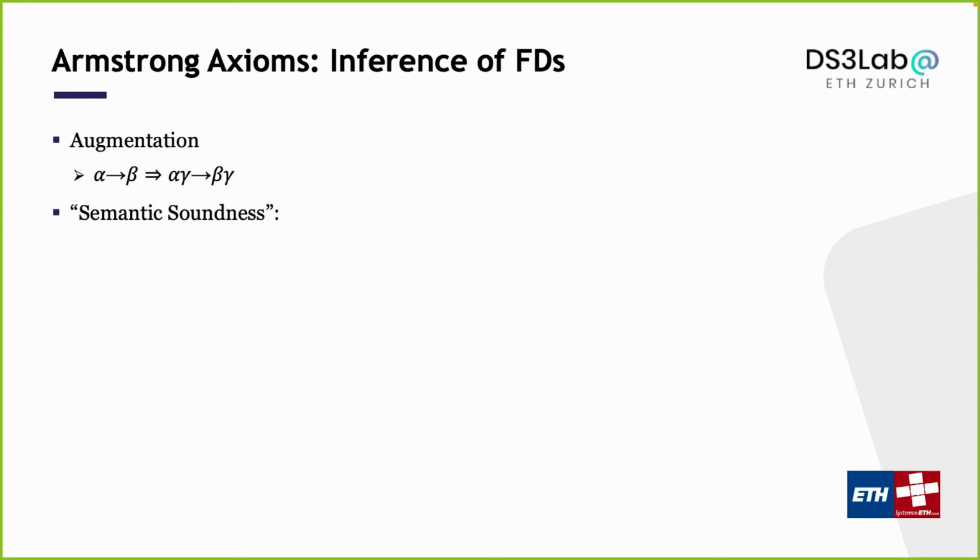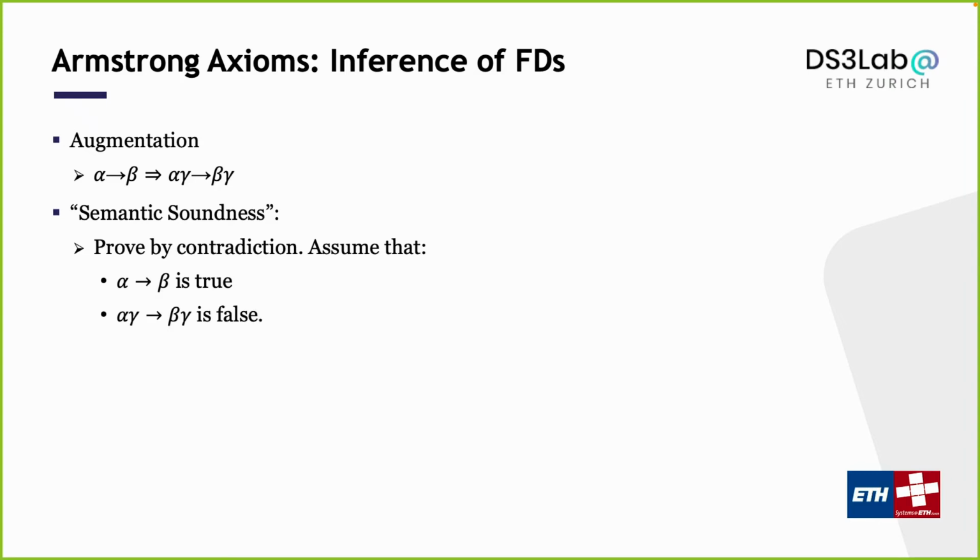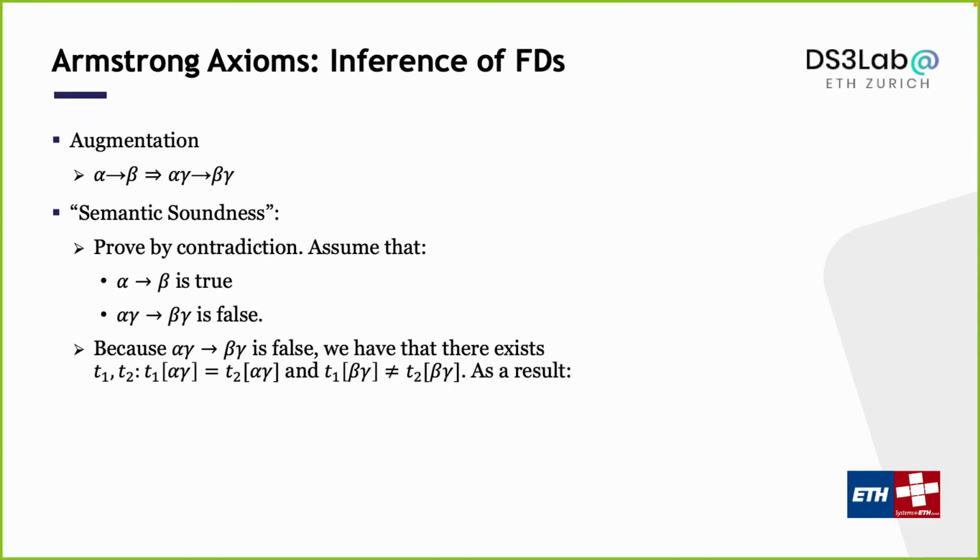So the way that you prove it, again, is proof by contradiction. You assume that alpha → beta holds. What does this mean? It means that for all the possible relations you can construct, this one holds. So assume this holds. And then you assume alpha gamma → beta gamma doesn't hold, it's false. So let's assume that and see what we can derive out of it.